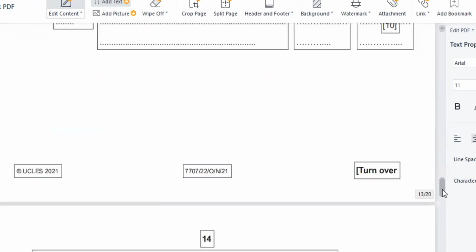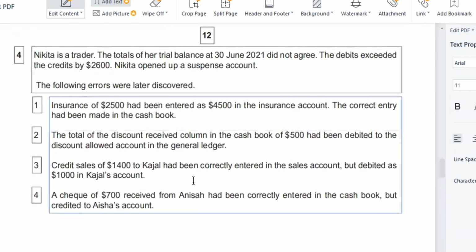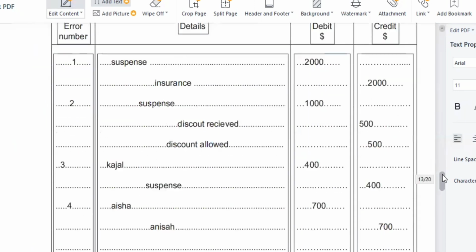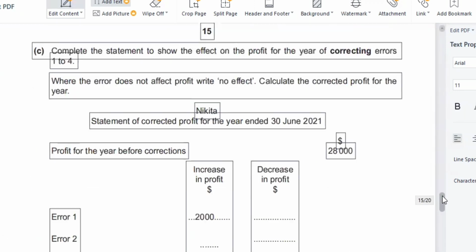Then we have error 2. Error 2 is the total of the discount received column in the cash book of 500 has been debited to the discount allowed. As discount received is income that increases the profit and discount allowed is an expense that decreases the profit. As we have previously entered it in the expense, we have deducted 500 from the profit and loss. Now we'll record discount received as income of 500, and we'll also reduce our expense of 500. So the total effect on the profit will be an increase of 1000. So we'll write an increase column of 1000.